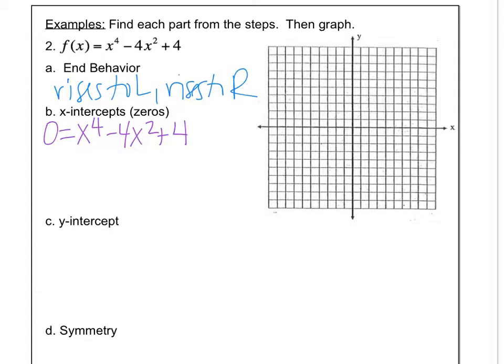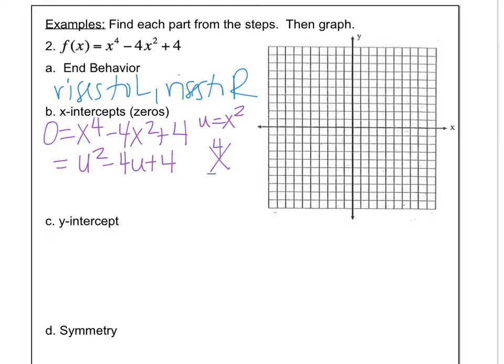You can't factor things to the 4th power, and there's nothing. If there were an x squared in all of them, we could take it out, but is there an x squared in all of them? No. So you have to do the u substitution here. This is going to be u equals x squared. So this turns into u squared minus 4u plus 4, and now we can factor that.